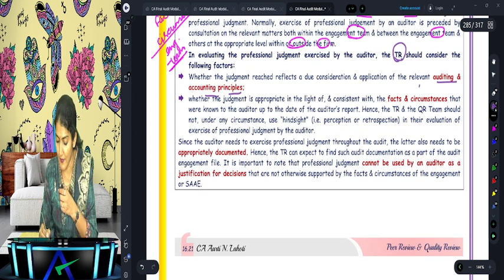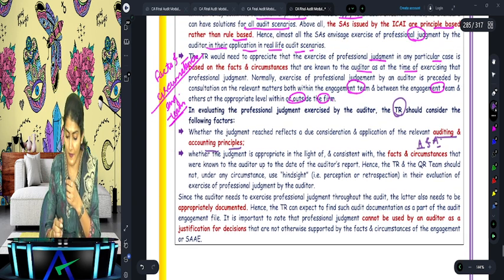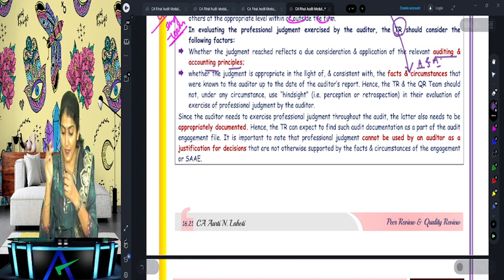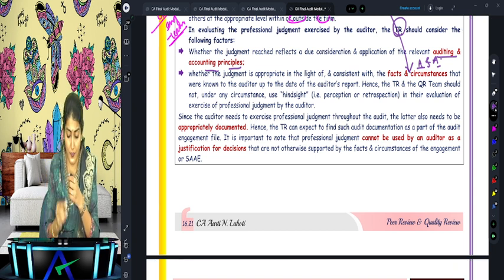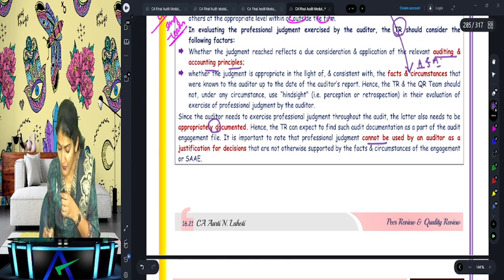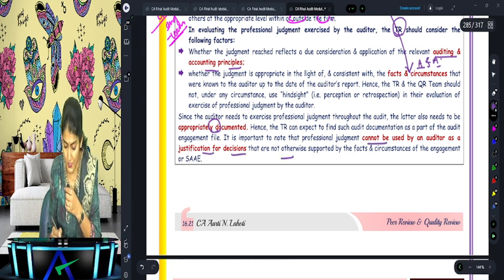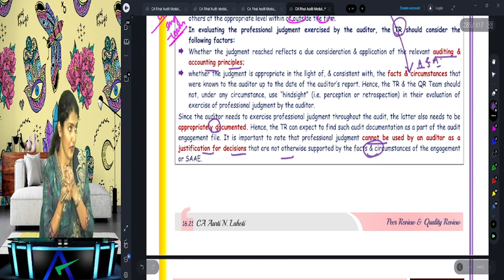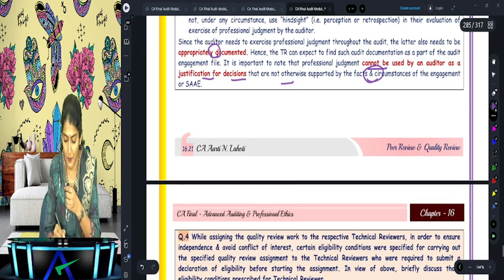So what do they say? Whether they've taken into consideration the auditing and accounting principles, then whether they've taken into consideration the facts and circumstances, and also what the technical reviewer needs to check, whether it has been appropriately documented and is not used as a justification for decisions that are not otherwise supported by the facts and circumstances. Right, so professional judgment should be supported by the facts and circumstances.